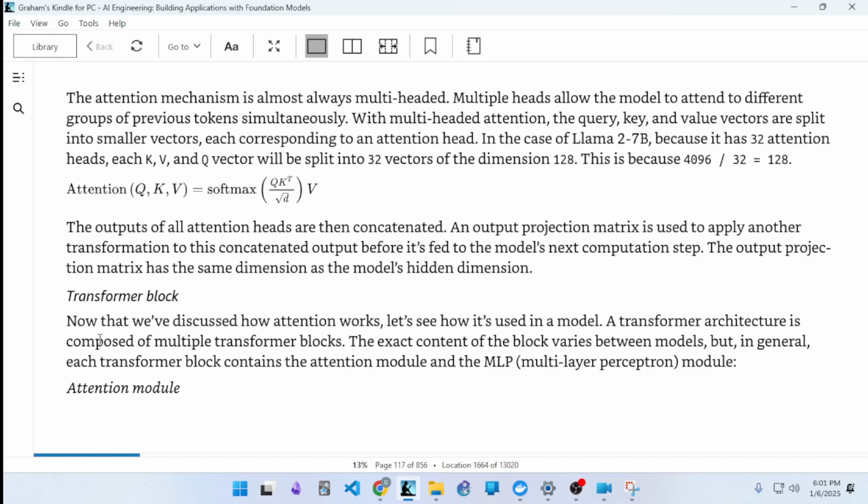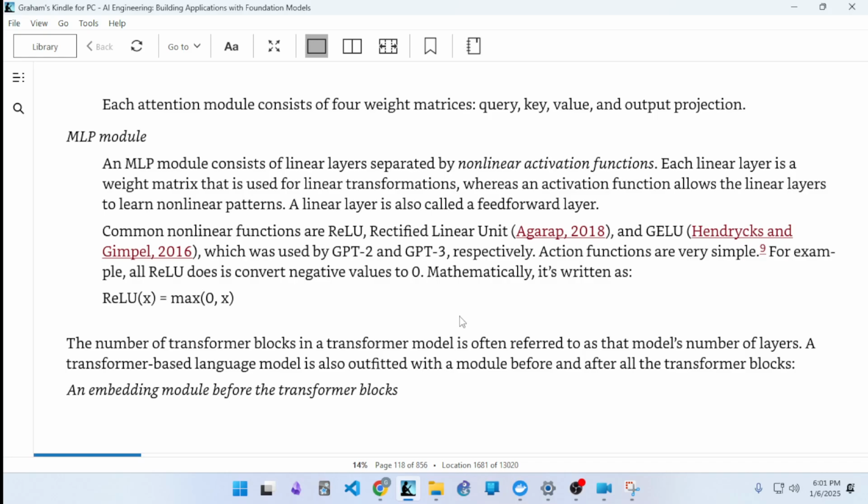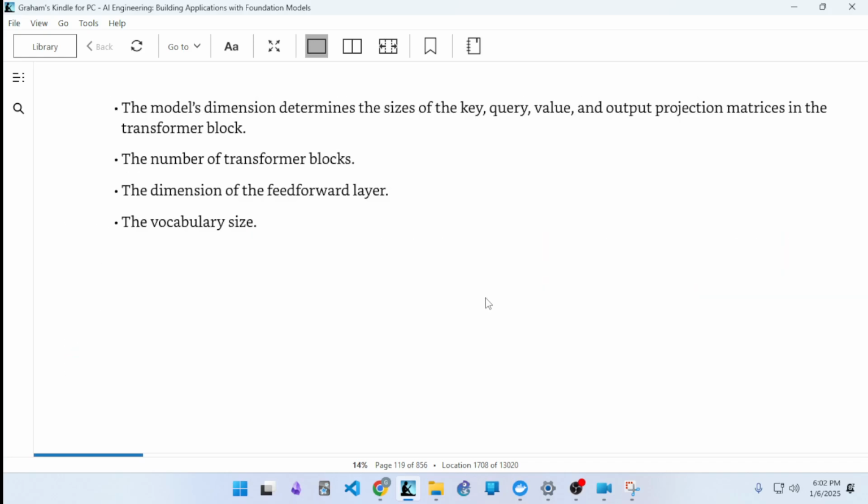A transformer architecture is composed of multiple transformer blocks. The exact content of the block varies between models, but in general, each transformer block contains the attention module and the MLP, multi-layer perceptron, module. Attention module. Each attention module consists of four weight matrices: query, key, value, and output projection.